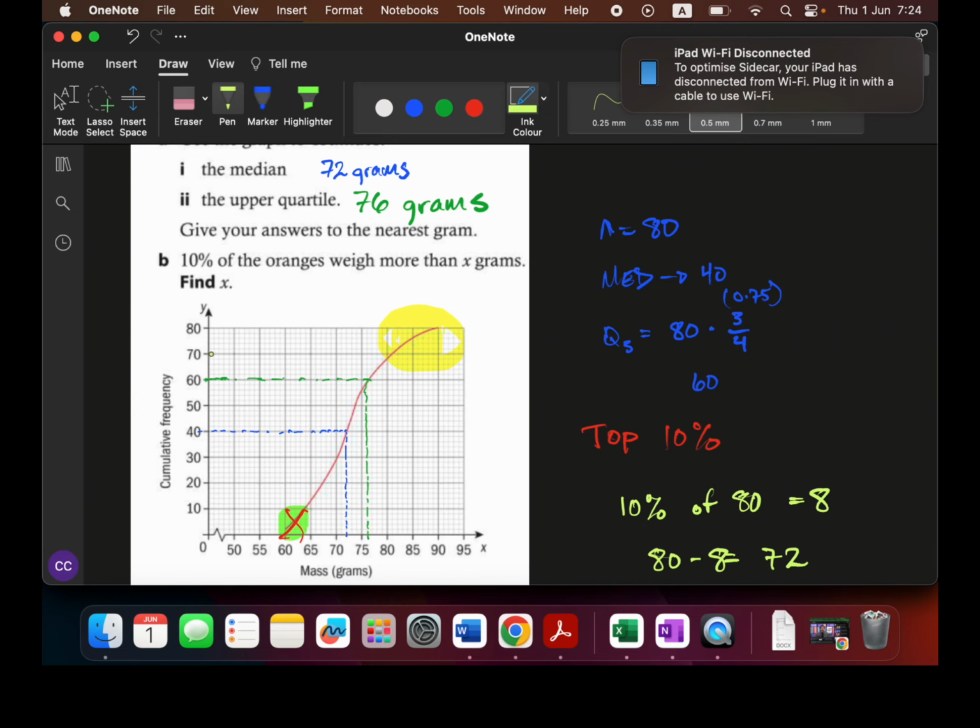So I'm going to come back to my frequency chart and look at where 72 is. And 72 is right about there. If I can do this straight, I'll be amazed. And then if I go straight down where 72 hits that, it looks to be about 82. So the answer is going to be 82 grams.